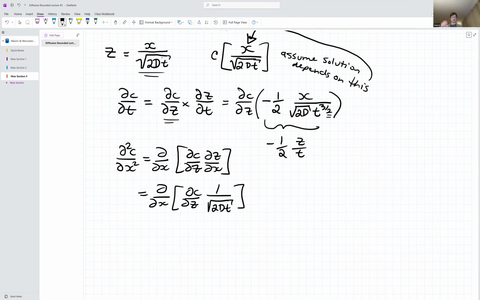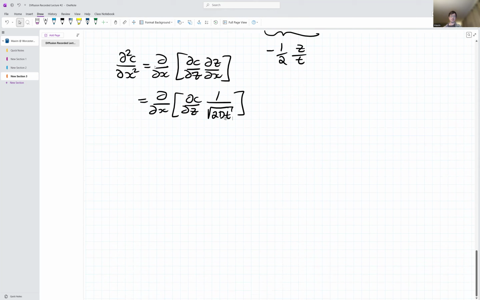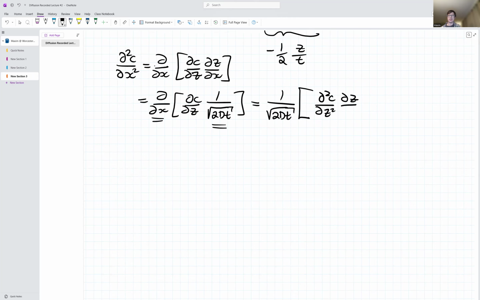Okay, and then we have to do the same procedure again. This derivative of x is a constant because it doesn't depend on x, so it just comes out: square root of 2Dt. And then we have the second derivative of c with respect to z times dz/dx. It's just the chain rule again.